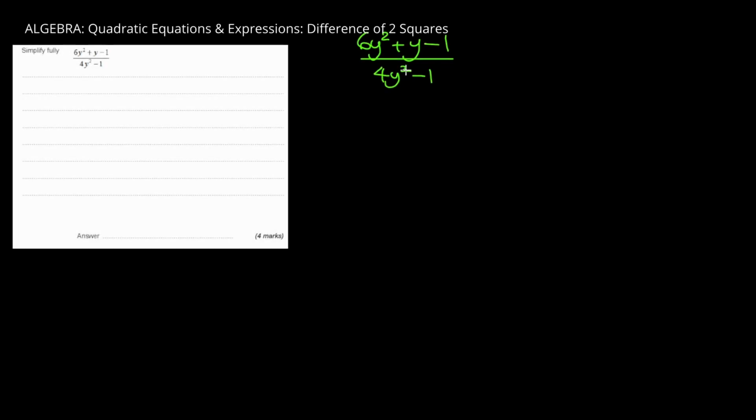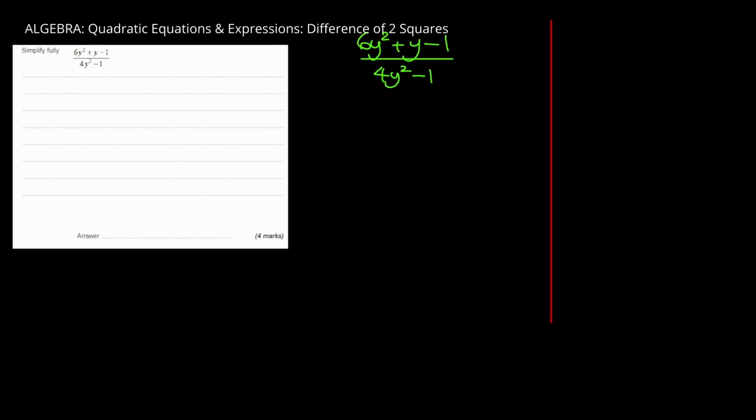Now, if we're going to simplify this at all, we're going to have to find common factors between the top and the bottom. So we've got to factorize this quadratic, and we've also got to factorize this quadratic. Now, before I go on, this is a square, this is a square, this is a square, 1 times 1, and this is the difference.